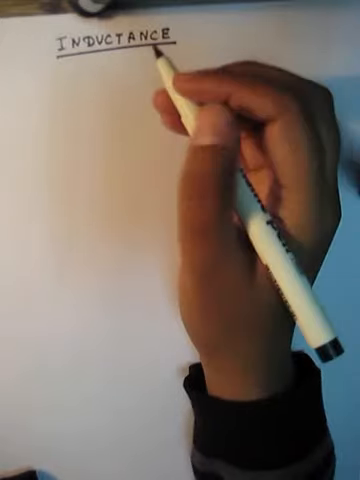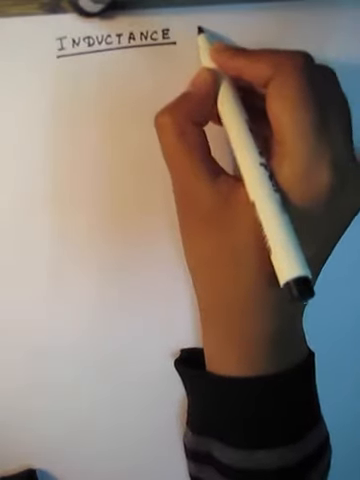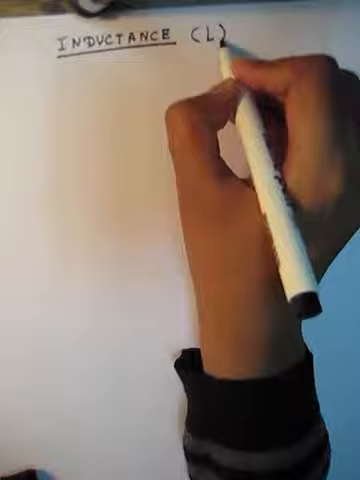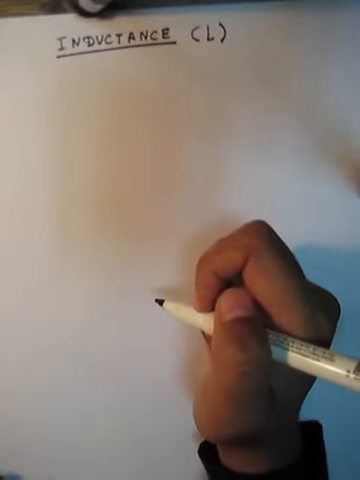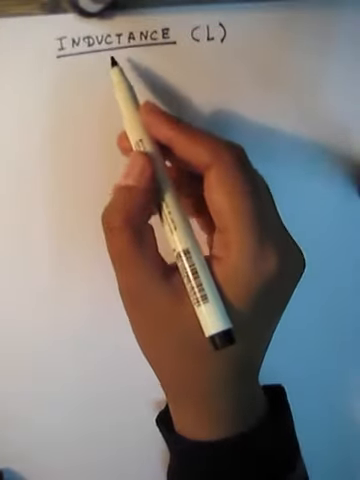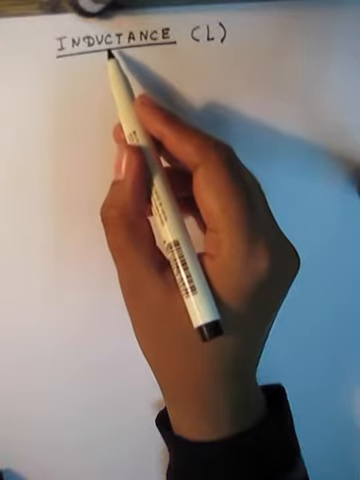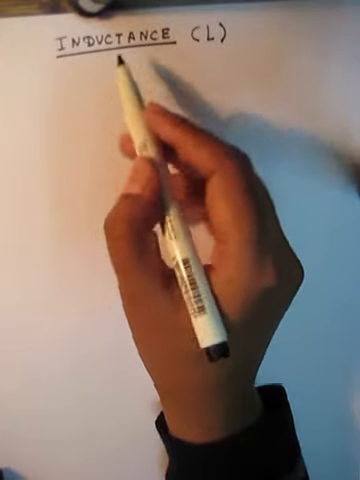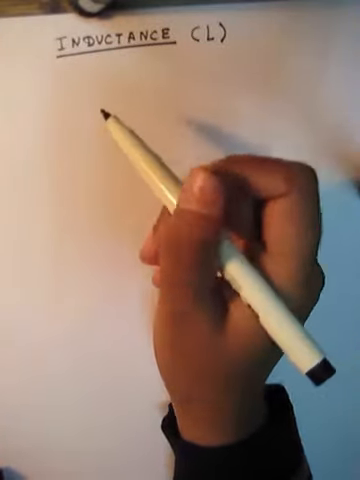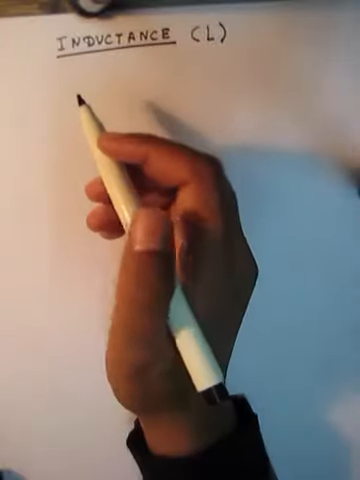Today we are going to study inductance, which is the property of an inductor. Inductance is given by the symbol L. Inductance means how much opposition to current a particular circuit has. Now, let's try to understand it with an example.